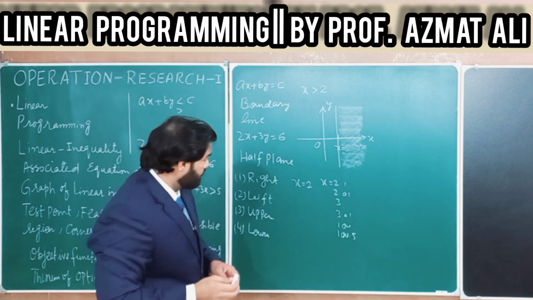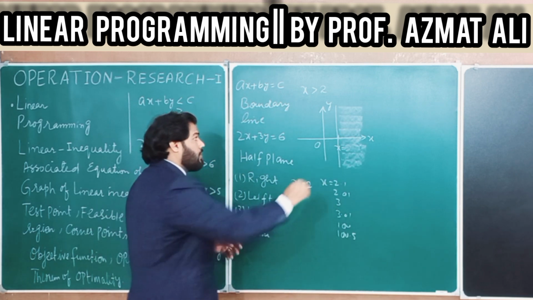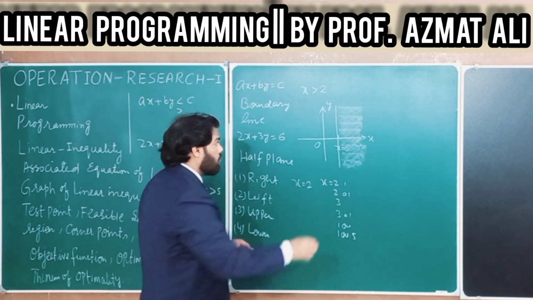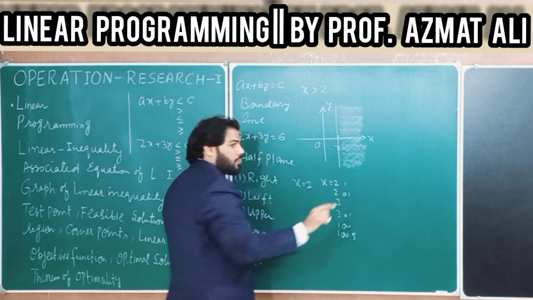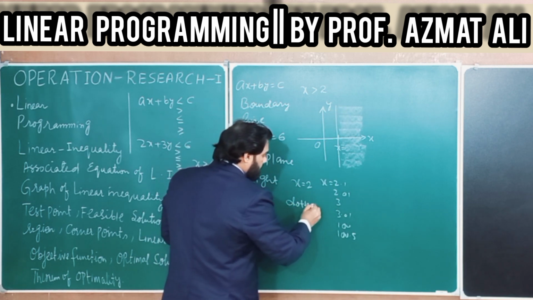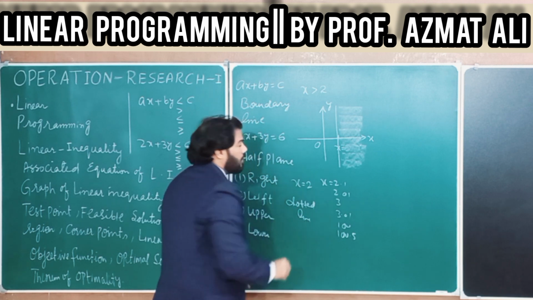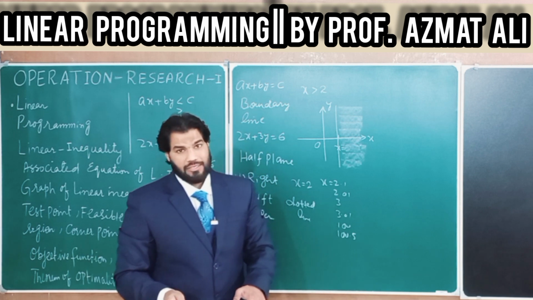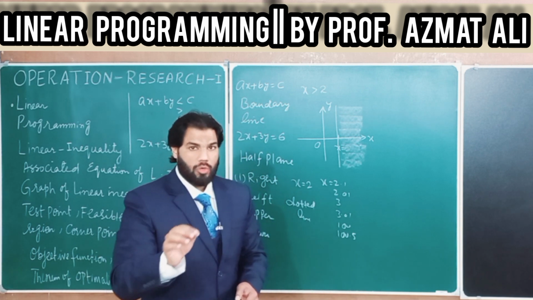Further also, here it may be noted that because our inequality contains just greater than sign, so this boundary line will not be a solid line. This will be a dotted line. When our inequality just contain greater than or less than sign, then the boundary line will be a dotted line.